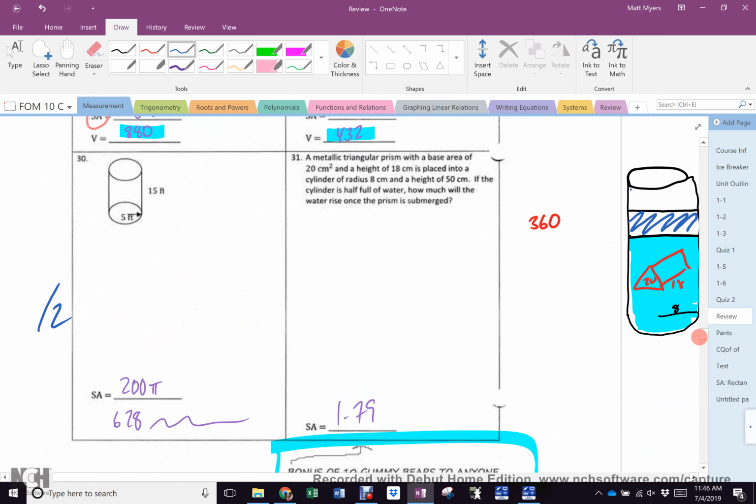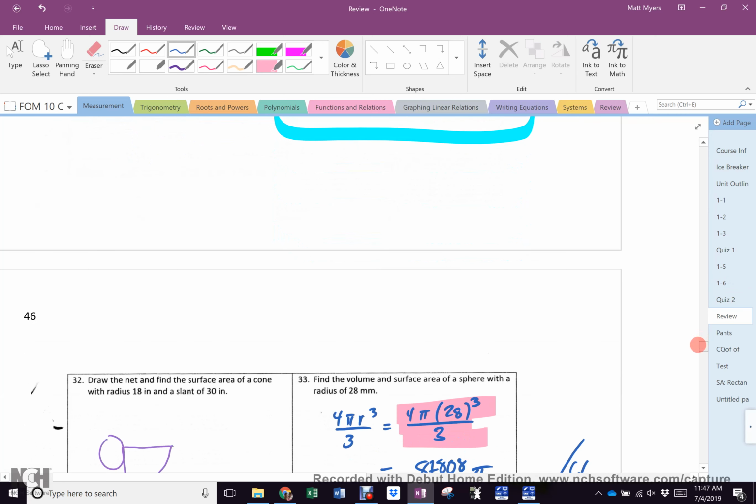And then 30 is 200 pi or 628 and whatever your decimals are. Also worth 4 marks. 31, anybody have 1.79 centimeters? Anyone? I don't have to give out any gummy bears? Okay, I'll show you how to do it if we have some time later. It's written all right over here on the right. It's easy to do, actually, to show you.